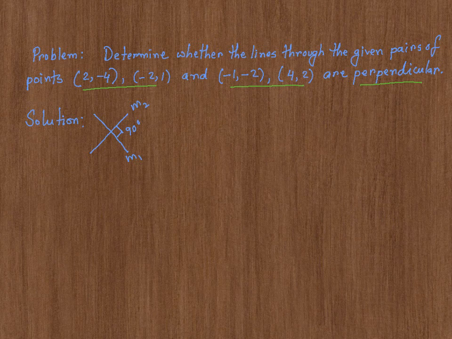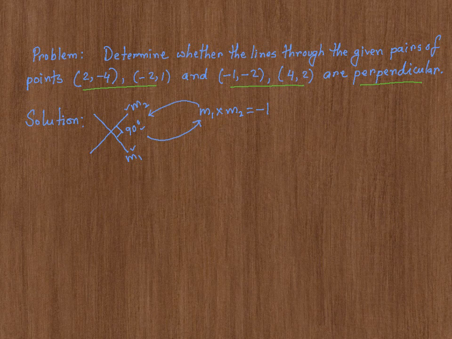Let's say this line, which has a slope m1, and this line, slope m2, are perpendicular to each other, meaning that the angle between them is 90 degrees. Then the product of their slopes m1 times m2 is going to be negative 1. This is the condition for two straight lines being perpendicular to each other. That means if two straight lines are perpendicular to each other, the product of their slopes is going to be negative 1. And conversely, if the product of the slopes of two straight lines is negative 1, then the lines must be perpendicular.